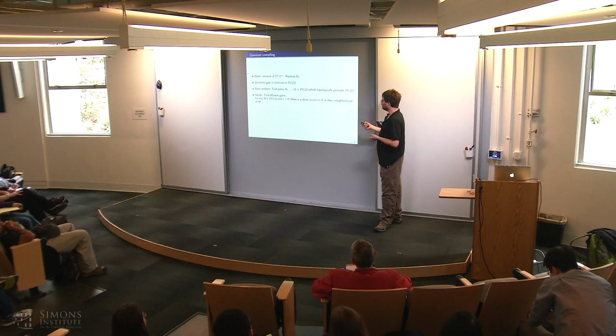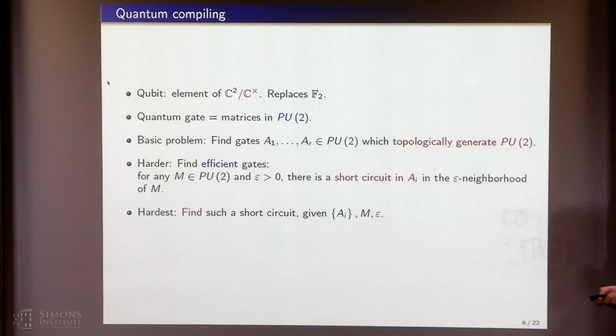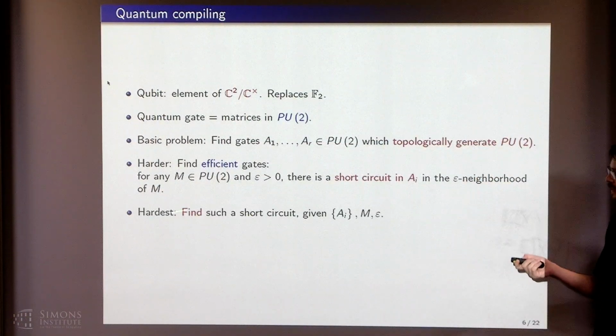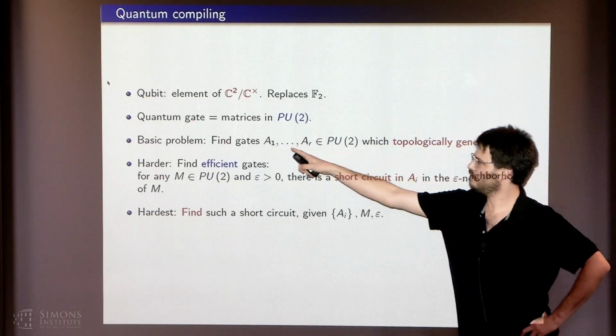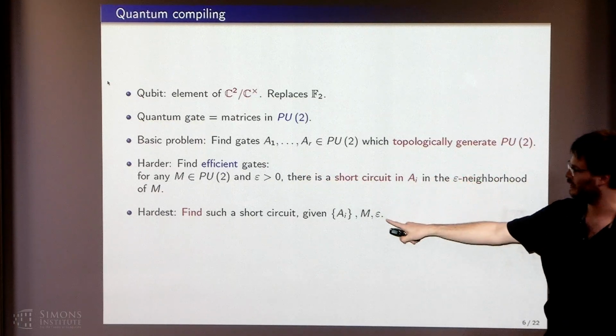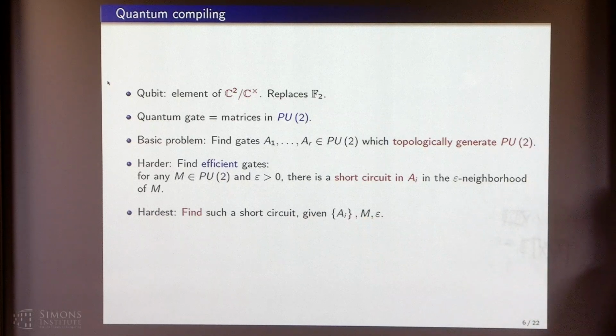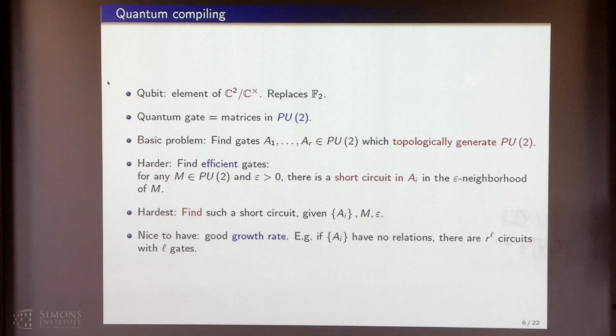Okay, so it is harder to find efficient generators, and even harder is to actually find this circuit. So let's say I have these generators and I know that there is an M in an epsilon neighborhood. How can I find this M and then decompose it as a circuit? And this is what Nasser was talking about for the last hour.